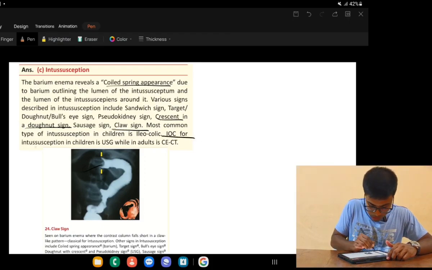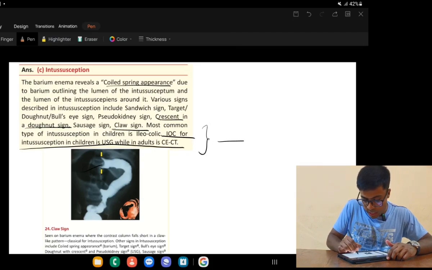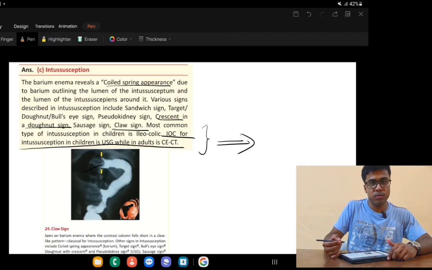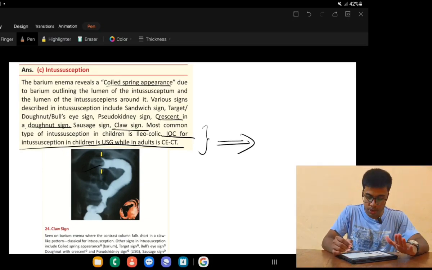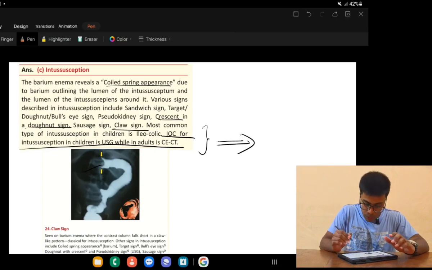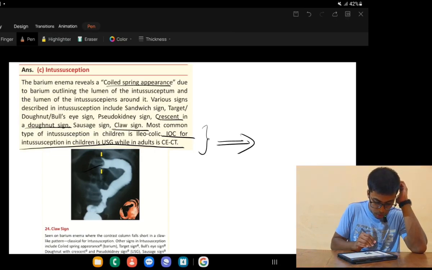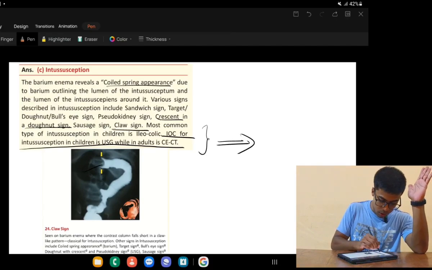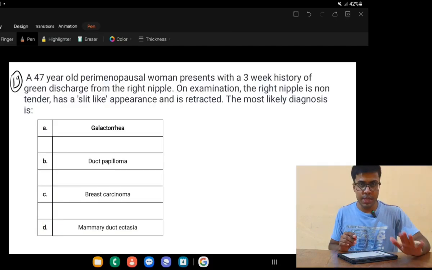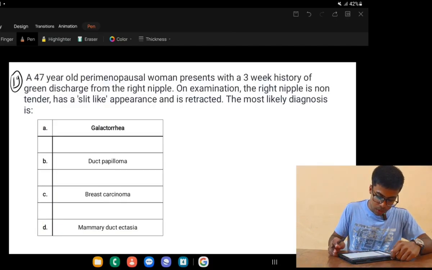Investigation: one more question is here. In children, ultrasound, while in adults, CECT. This can be one step more question; sometimes they may ask children and adults separately. In children, ultrasound for sure, and in adults, CECT due to radiation issues. Now the radiological part is over. Now coming to the clinical MCQs. So let's start with the clinical MCQ.